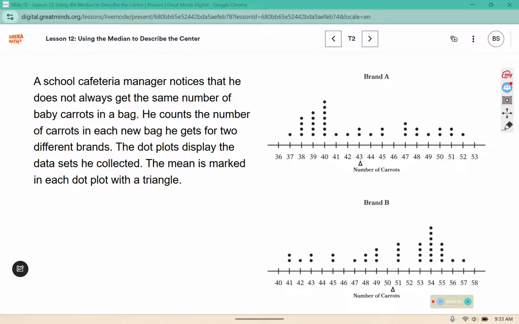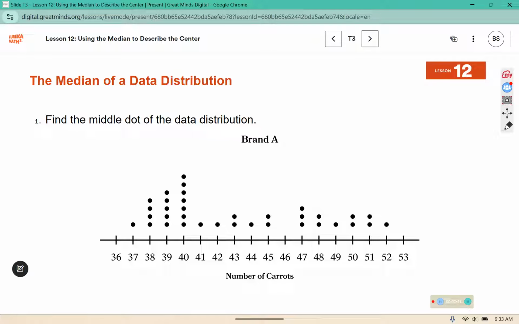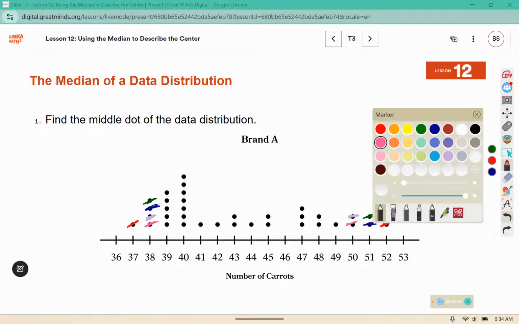Today we're going to look at another method called the median. So it says find the middle dot of the data distribution. The way that I do this is I cross off the same number of dots from both sides of the data distribution until I find the point that's left in the center. So far I've crossed off 5 from each side.